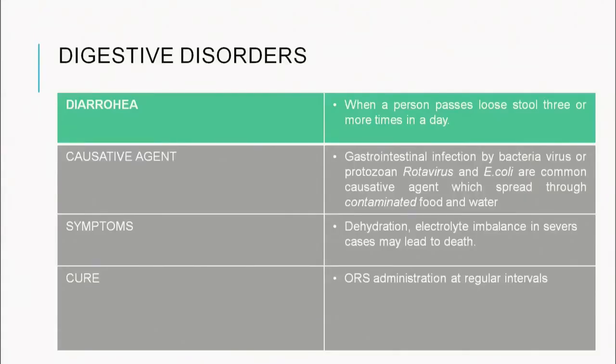What is diarrhea? Diarrhea is when a person passes stool 3 or more times in a day, and the causative agent can be an infection; virus, protozoan, any of the organisms can be the infectious agent. Rotavirus and E. coli are the common causative agents, and the symptoms are again dehydration and electrolyte imbalance.